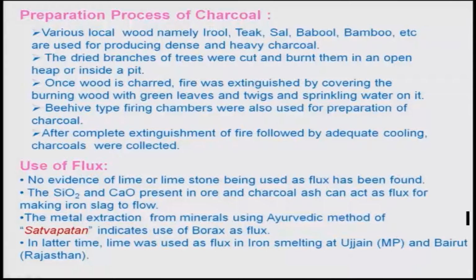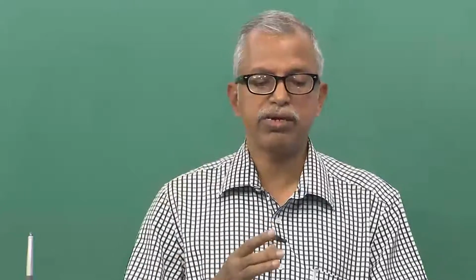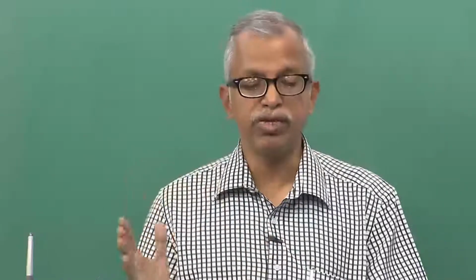We will be discussing how they were using borax, particularly in the Ayurvedic method of making iron. In later times, lime was used as a flux in iron smelting in Ujjain, MP, and Bariat in Rajasthan. So, these are the kinds of flux materials they were using to remove the slag during the smelting process. And there are various kinds of furnaces used in ancient times, and these furnace types vary from region to region.